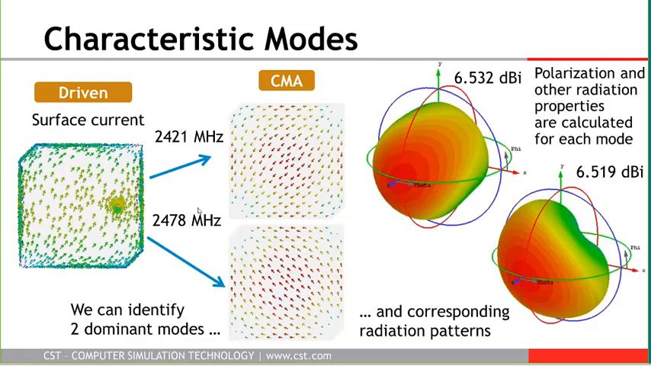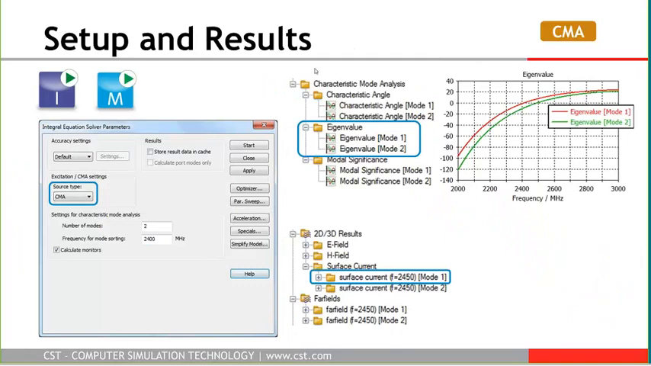And of course, you can calculate all the properties of the antenna you are used to, such as radiation pattern, maximum gain. You can check the polarization properties of each mode individually. You can check the side lobes and so on. So this brings me to the dialog, how to actually activate characteristic mode analysis. You need to use either the integral equation or multi-layer solver and switch the source type to CMA.